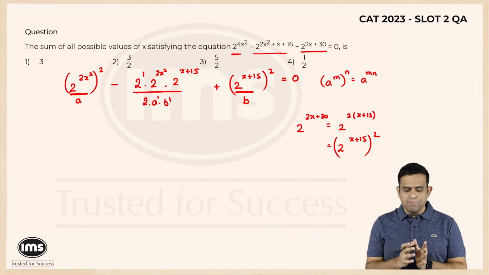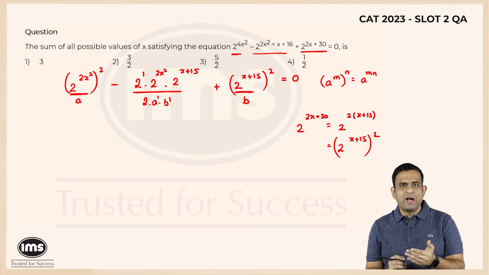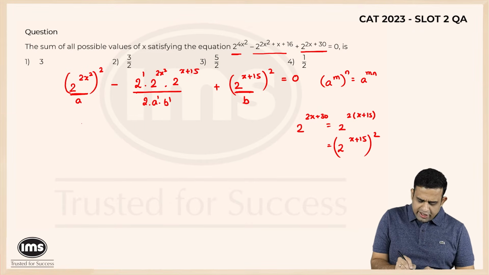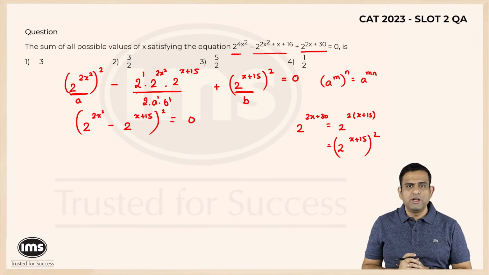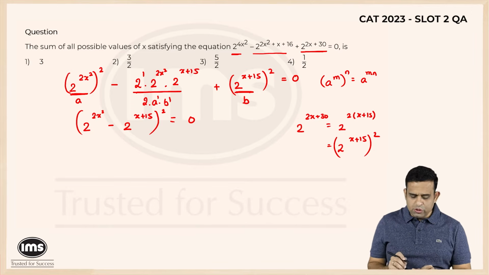That simply means that my left hand side is of the form a square minus 2ab plus b square, so I can write this as a minus b whole square. So 2 power 2x square minus 2 power x plus 15, whole square, is equal to 0. And if a minus b whole square is 0, it simply means a minus b is equal to 0, or a is equal to b.